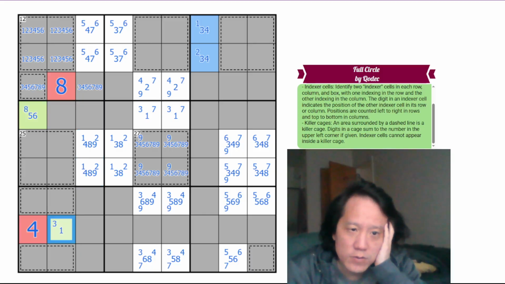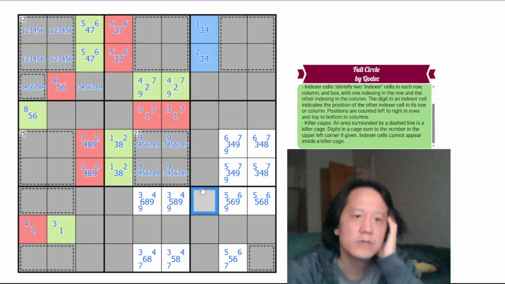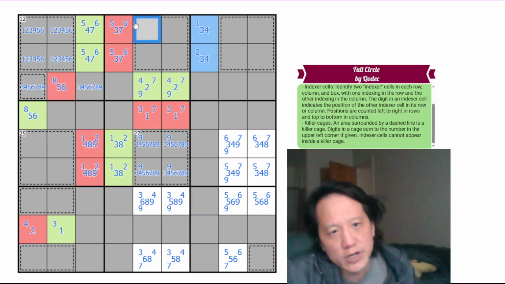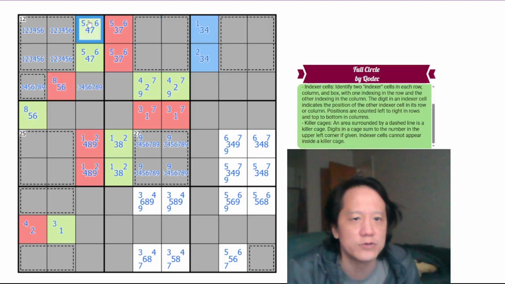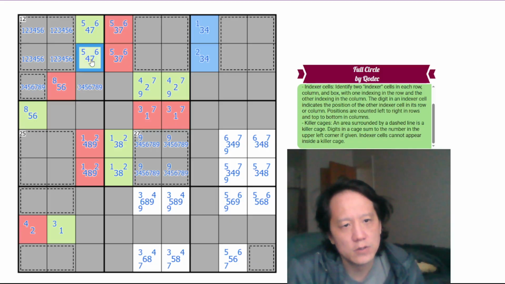So, okay, we know this is corresponding to red, so this is corresponding to green. This is corresponding to red, which means this is corresponding to green. This is corresponding to red, which means this is corresponding to green. Oh, interesting. So we're guaranteed one in each of these corners, right? So one is here, one is here, one is here, one is here. We just don't know which is which, right?